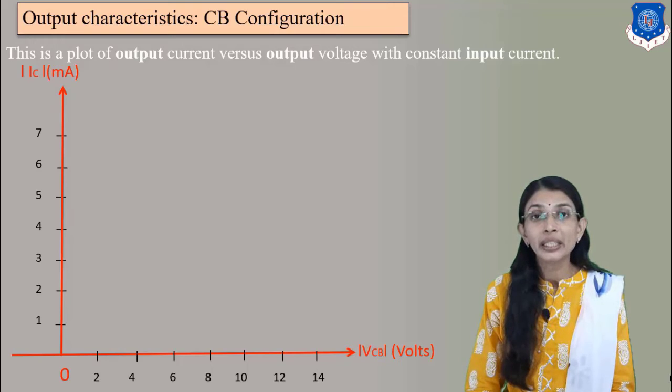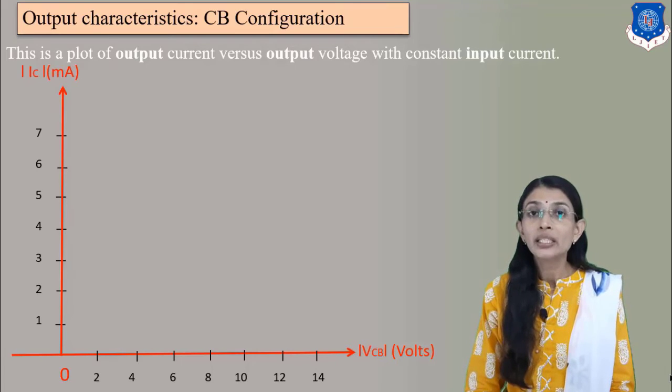Now I will be explaining the different values of constant input current. For example, let's take the input current constant equal to 0. That means there is no input current. Now let's continue with the different constant input current values. We will start with 0 input current so that IE equals 0.